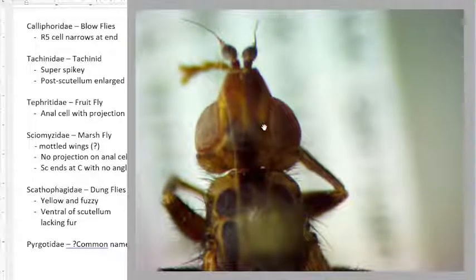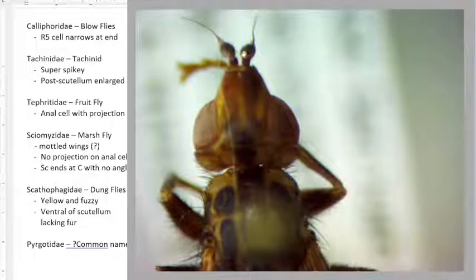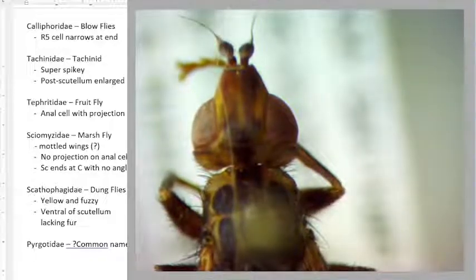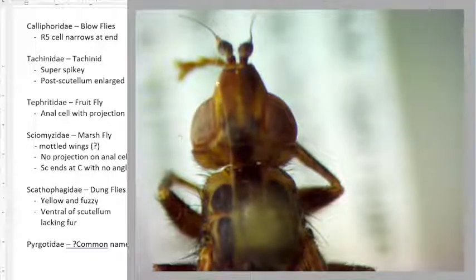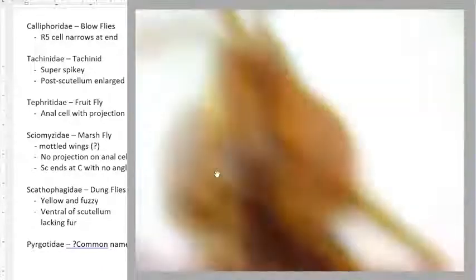Now, pergotids tend to have elongated or very noticeable antennae that protrude forward in front of their face. So you'll notice that he's got this conical face with antennae that go forward. That's definitely one thing that I notice about most pergotids.